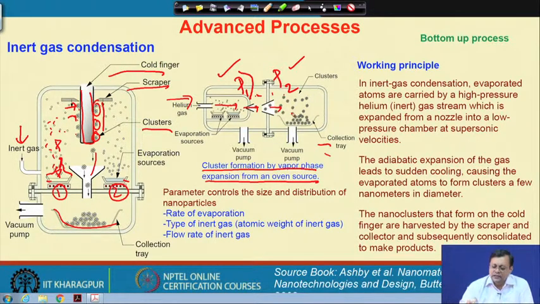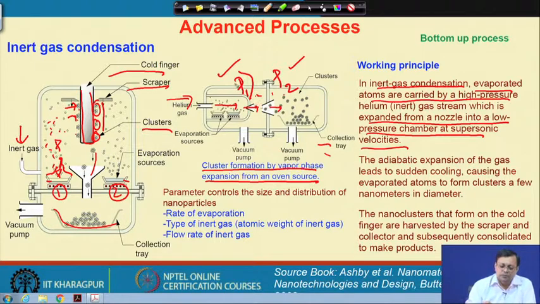So, in an inert gas condensation technique, the evaporated atoms are carried by a high pressure helium or inert gas, which expands from a nozzle into a low pressure chamber at supersonic velocity, because whenever we pass this helium gas from a higher pressure to a lower pressure, it goes very, very fast without condensing in any localized places, because we want the maximum efficiency of the process, so that all the atoms or molecules that are vaporized are deposited in the chamber, and that will simply yield the process.